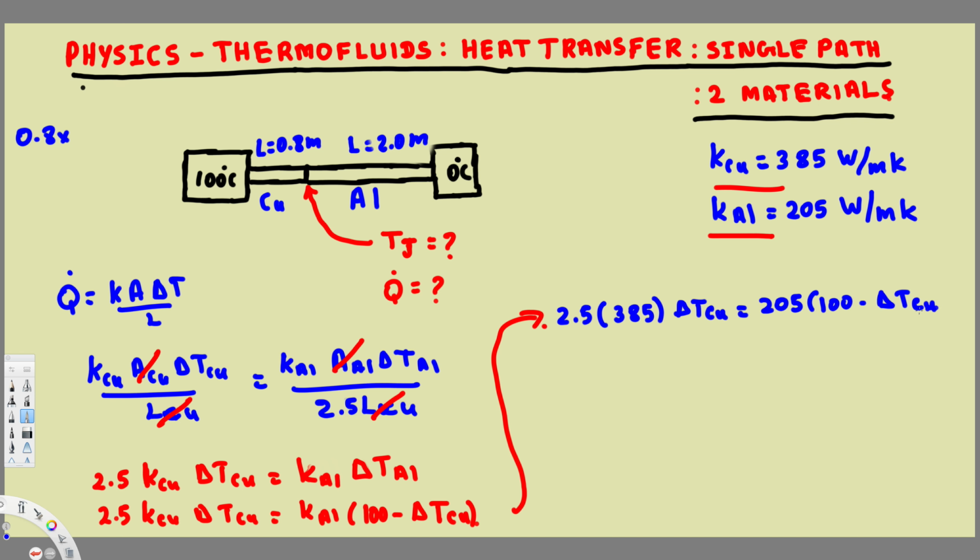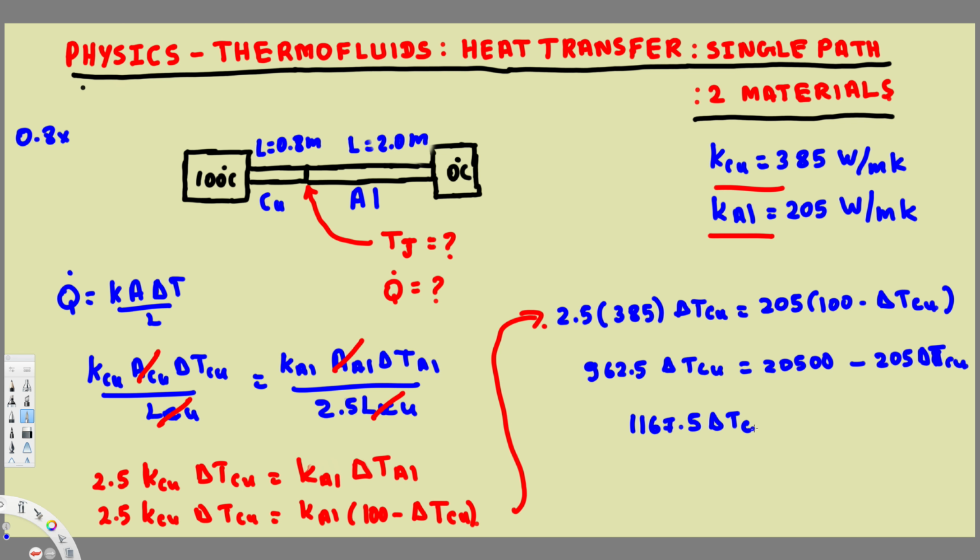Now let's solve for delta Tcu. If you bring these two to this side, this is going to be added with this one, and if you add them together, 962.5 plus 205 is going to give you 1167.5 delta Tcu. That's equivalent to 20500. And if you solve for delta Tcu, you should get 17.56 degrees Celsius. Now this is delta Tcu, right?